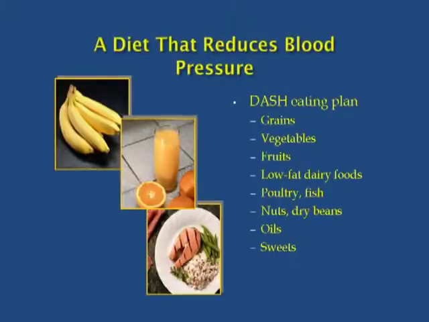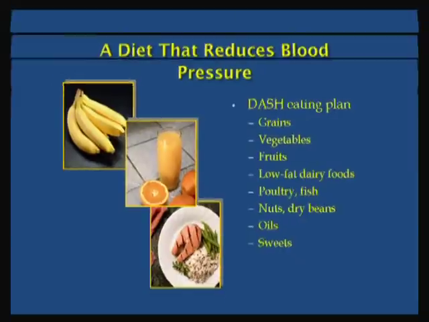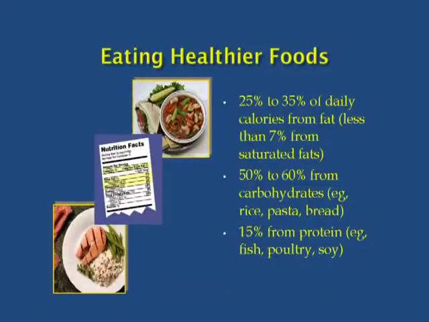And the DASH eating plan is a good plan to follow, and you can look it up online. What that means is Dietary Approaches to Stop Hypertension. That's the acronym. Looking at grains and vegetables and fruits, keeping sweets to a minimum, that type of plan really is beneficial. So where should your calories come from? You know, a quarter to 35% maybe from fat, but not saturated fats. Keep those to a minimum of 7%.